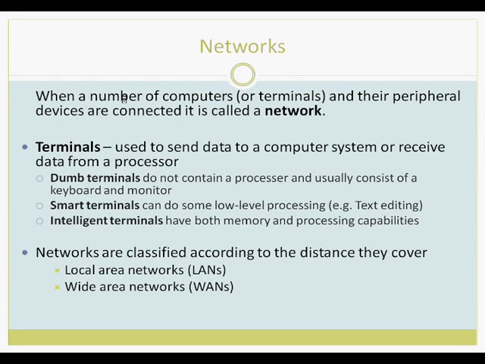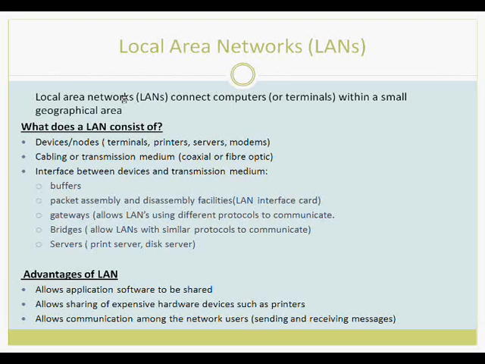Networks. The devices used to send data to a computer system and receive data from a processor are called terminals. The terminals are either dumb, smart, or intelligent. Most personal computers are classified as intelligent terminals. Networks are classified according to the distance they cover: LANs for local area networks and WANs for wide area networks.